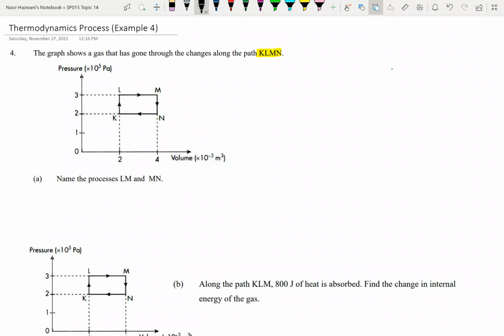Okay, so let's see. LM, when you see the line LM, you could see that the process happened at constant pressure, and then the arrow goes from the lower volume to the higher volume. Therefore, the process involved is isobaric expansion. So, process for LM is isobaric expansion.